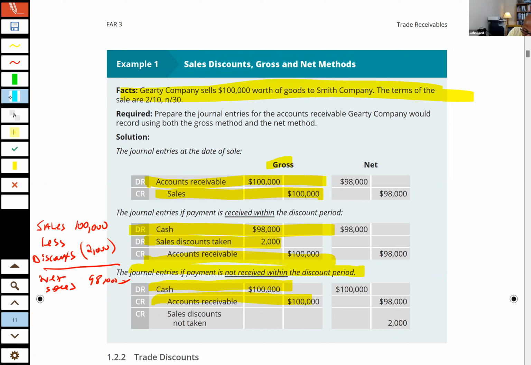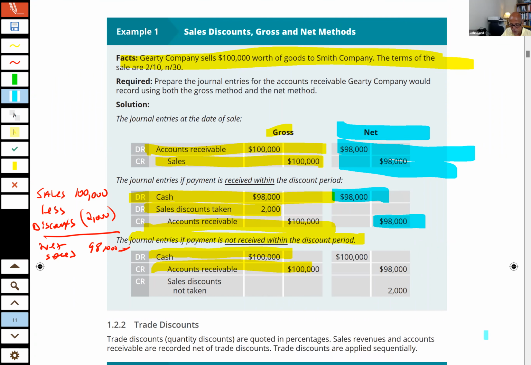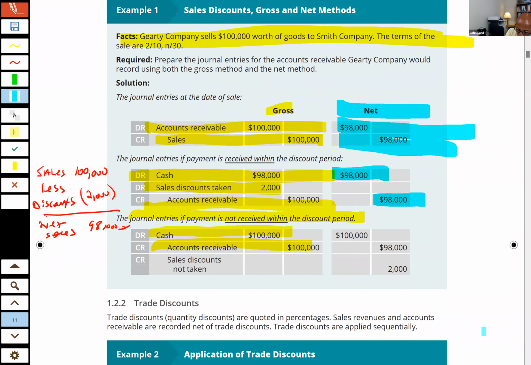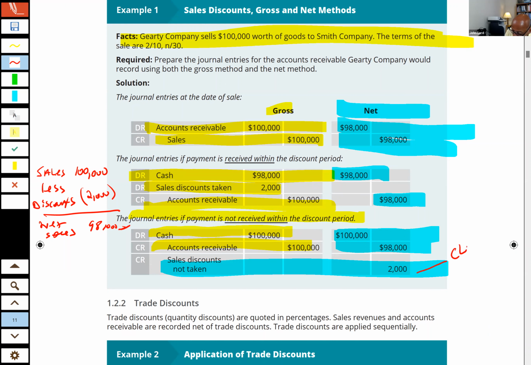Okay. Now, if it's net, we assume that the discount is going to be taken. So we debit the account receivable, 98,000, we credit the cash, 98,000. If they pay within the discount period, no problem, debit the cash, credit the receivable. If they pay not in the discount period, right? Well, now we're going to debit the cash, 100,000, we'll credit the receivable, 98,000, and we will credit an account called sales discounts not taken. And in this situation, this account is closed to sales. In other words, at the end of the year, we'll debit this account and credit the sale account so that the sales then would show the $400,000 that was collected in this example.